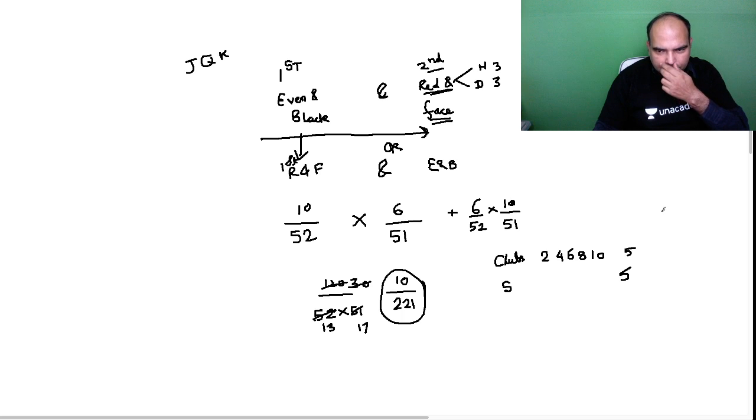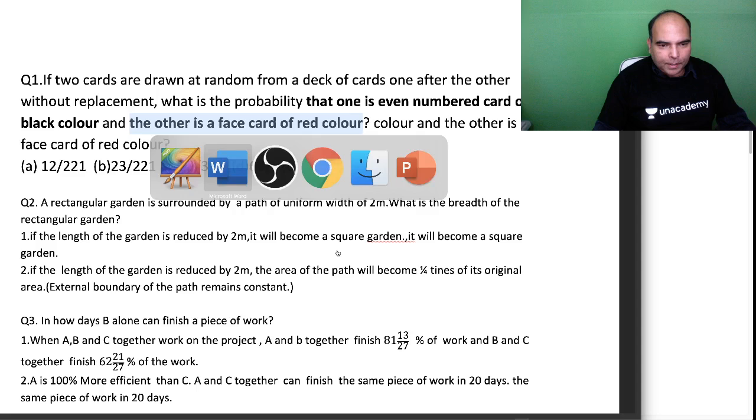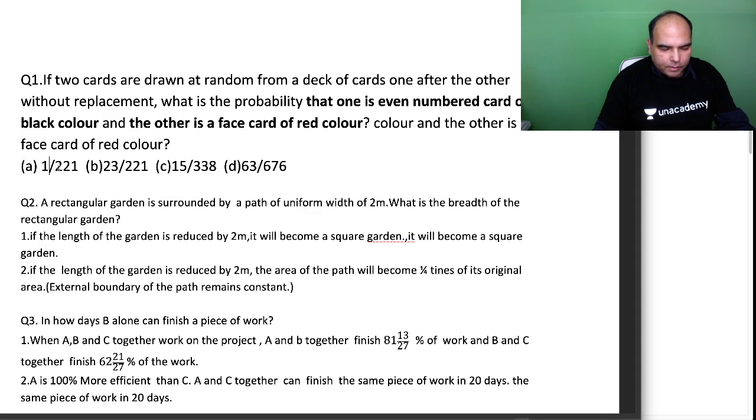Have I made some mistake here? नहीं, ठीक है, 10 upon 221 आएगा. There's some typing error there in that this thing. This should be the correct answer here.